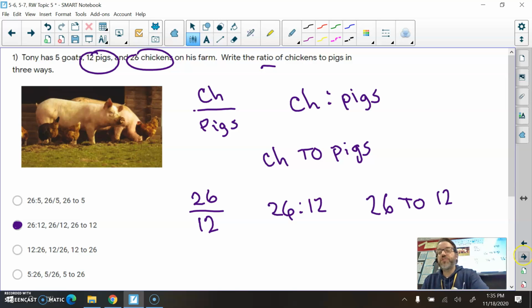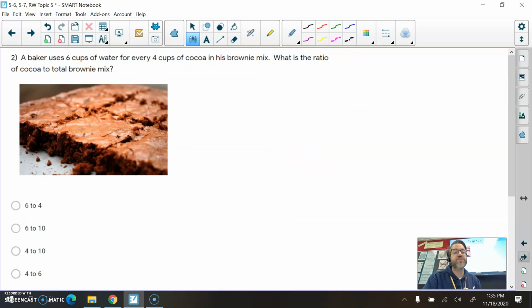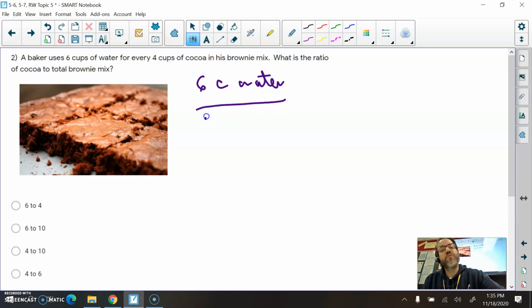Okay, number 2. A baker uses 6 cups of water for every 4 cups of cocoa. I'm going to write that down. 6 cups water for 4 cups of cocoa, to make his brownies. He uses 6 cups of water for every 4 cups of cocoa in his brownie mix. What is the ratio of cocoa to total brownie mix?